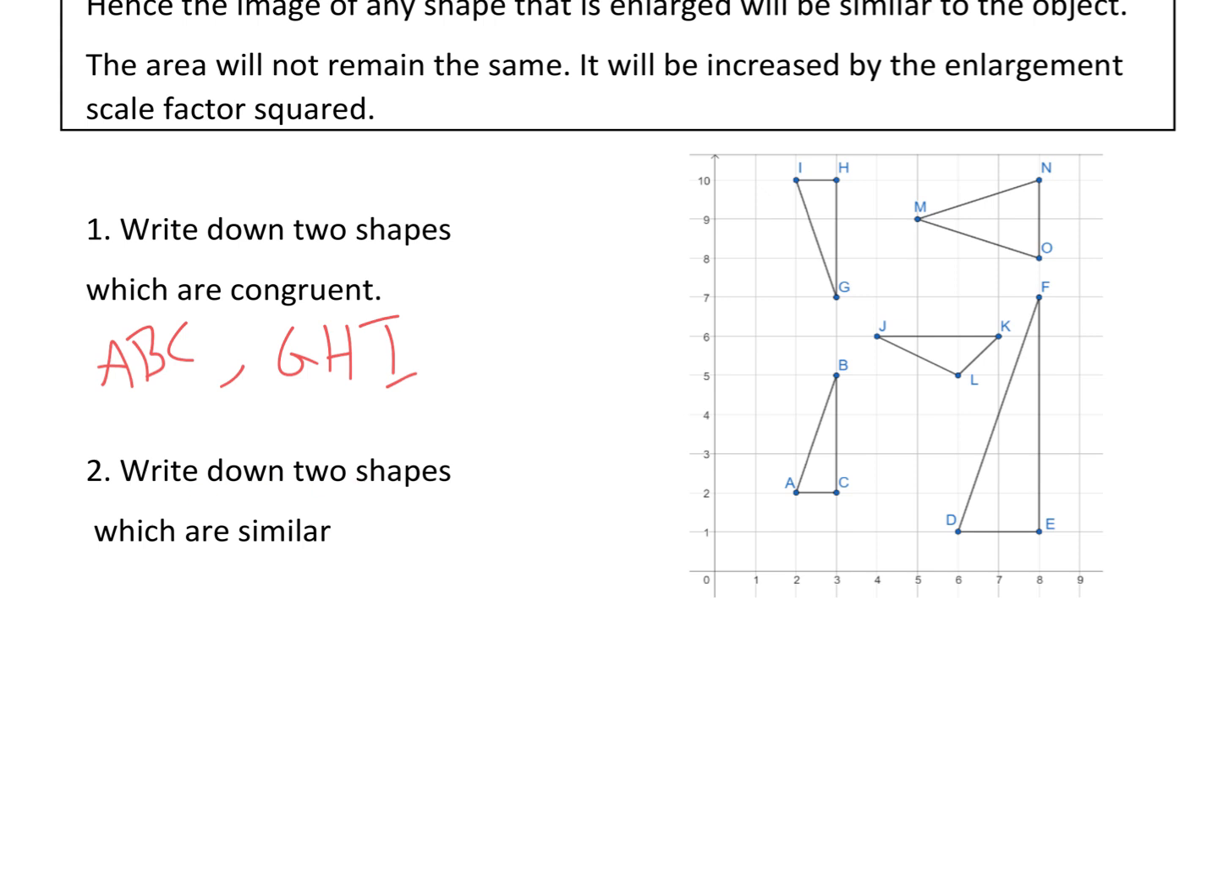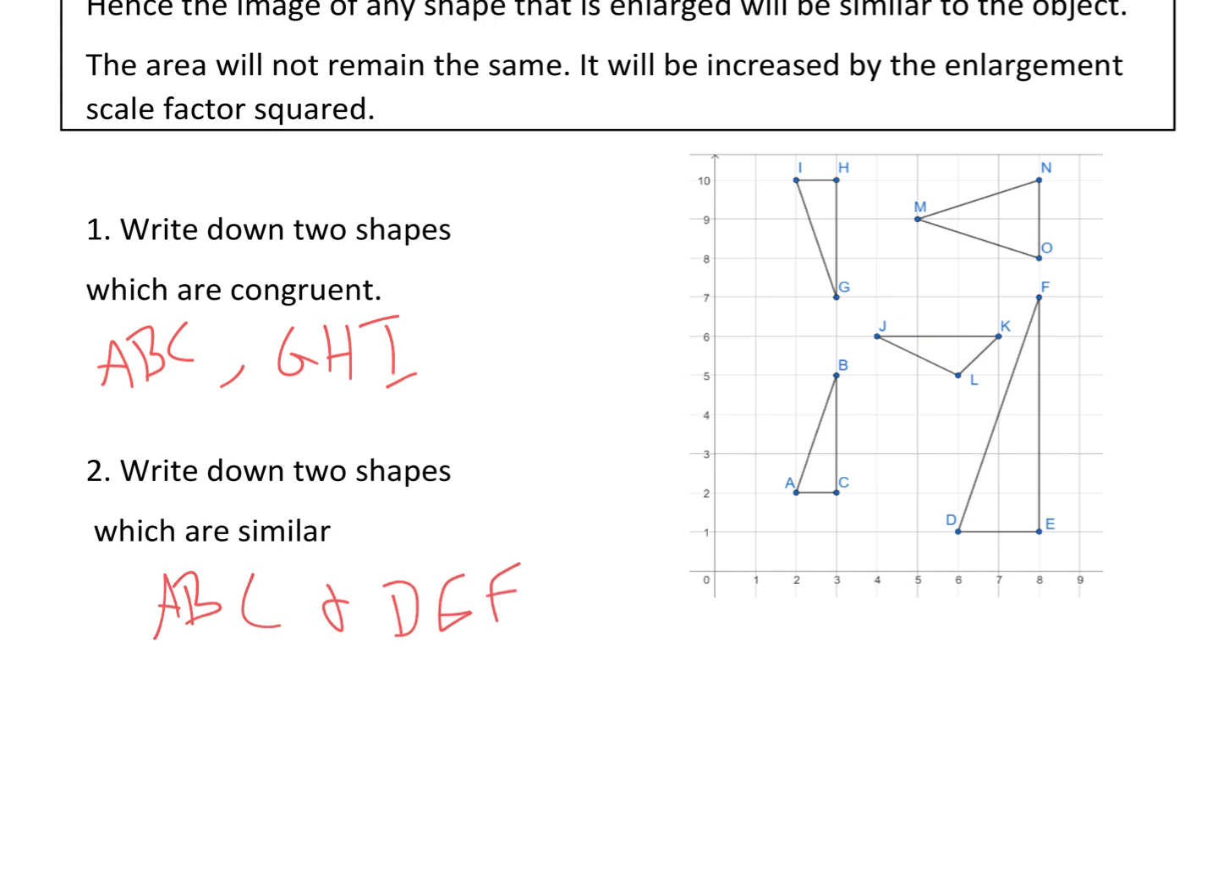Now we have to write down two shapes which are similar. So if we look at this one and this one, AC is 1, DE is 2, BC is 3, FE is 6. So this one here is an enlargement of this one. So they've got exactly the same angles, and that's because the lengths of their sides are in the same proportion. Hence, they are similar shapes. So ABC and DEF are similar.